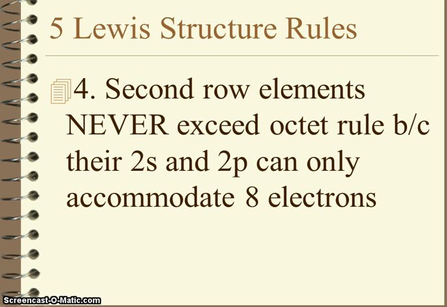The second row or period on the periodic table can never exceed the octet rule. And that's because they only have s and p orbitals, 2 electrons in an s maximum, 6 electrons in a p maximum, so they can only accommodate 8 electrons.